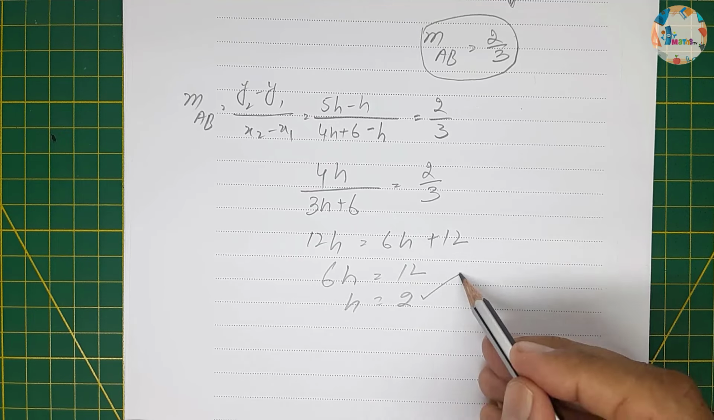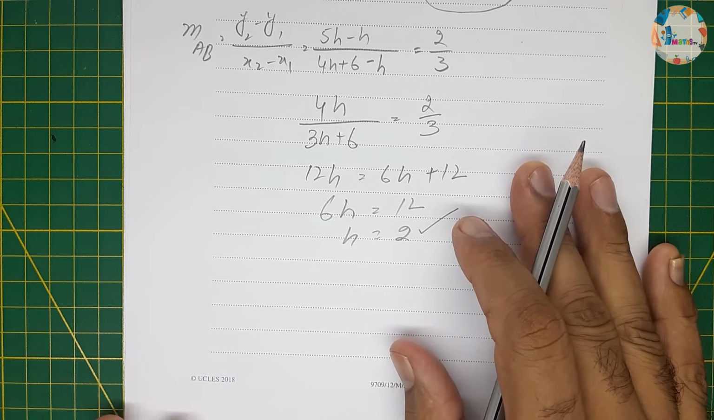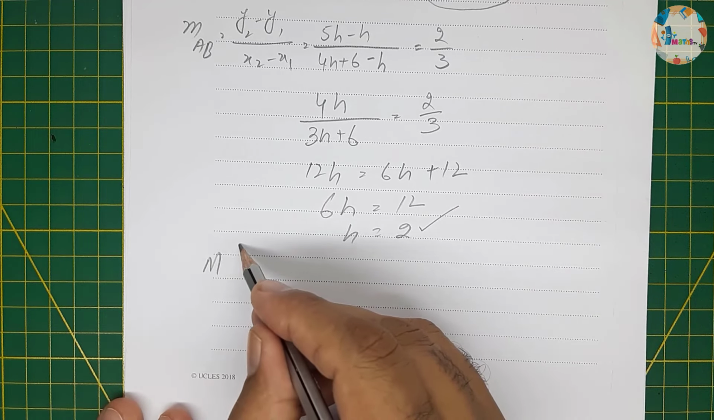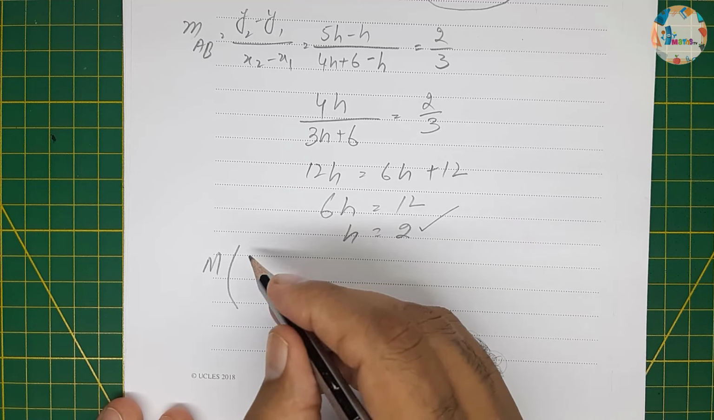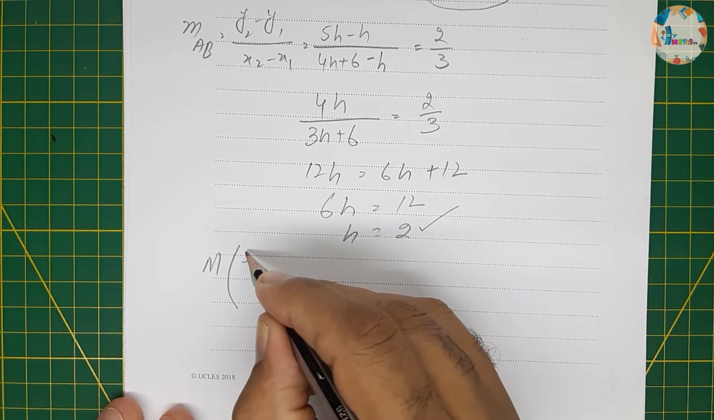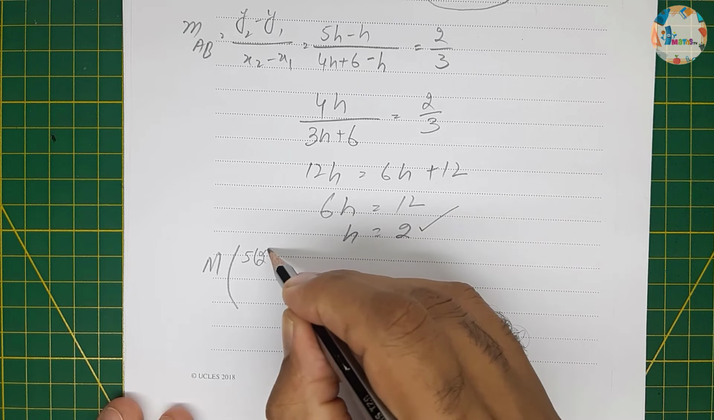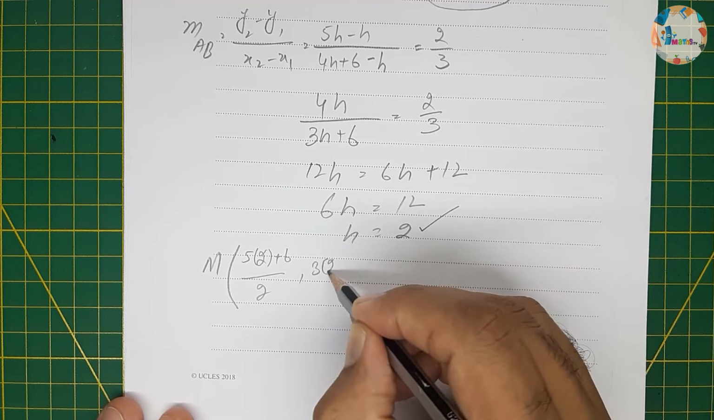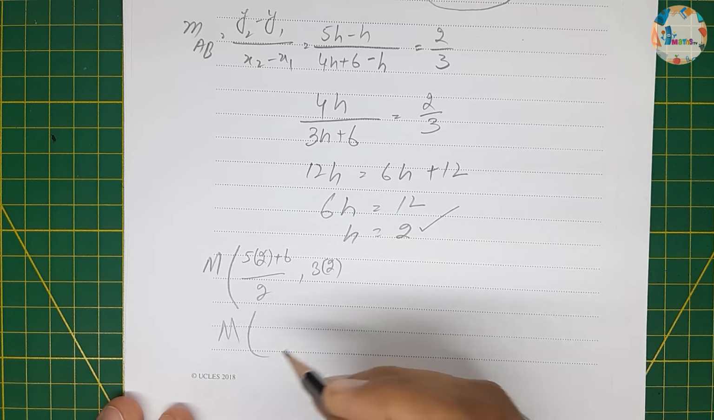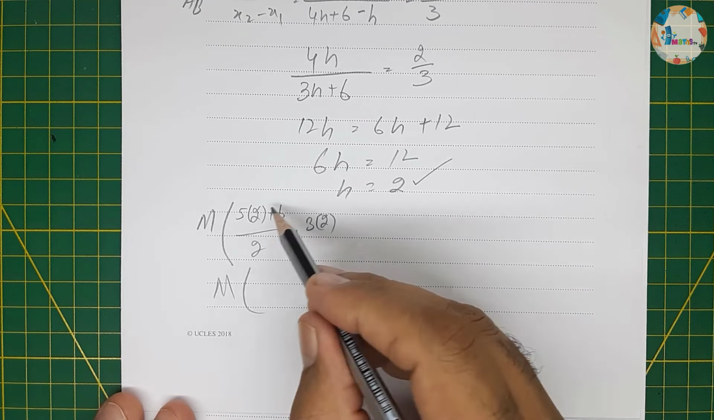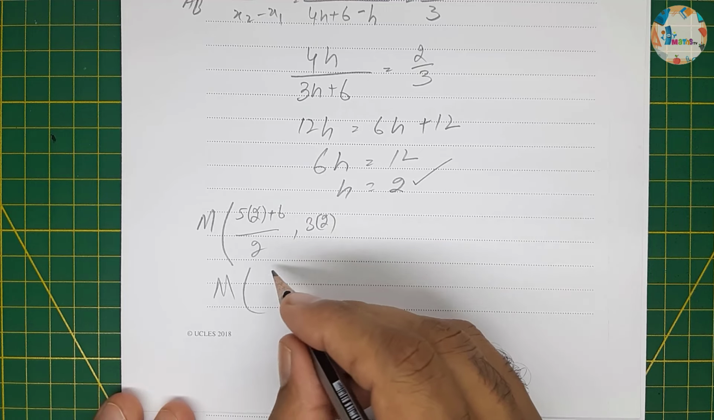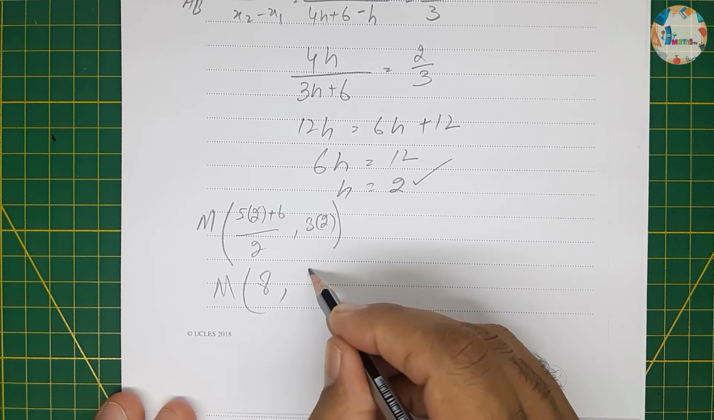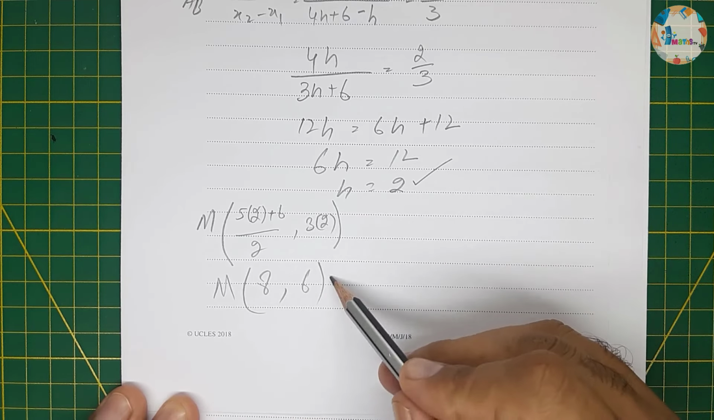Now h is equal to 2, we can replace and find the value of M, and M is what? M is basically (5h plus 6) by 2, and 3 into h. So 5 times 2 plus 6 by 2, and 3 into 2. So the final point M will be 10 plus 6 is 16, divided by 2 will be 8, and this will be 6. So this will be our M point, (8, 6).